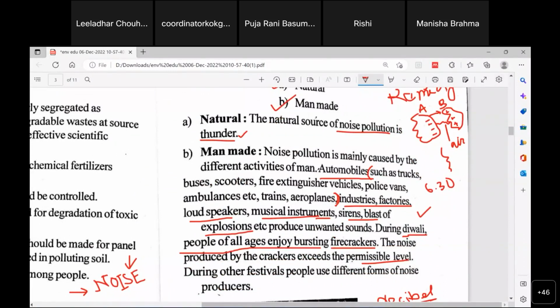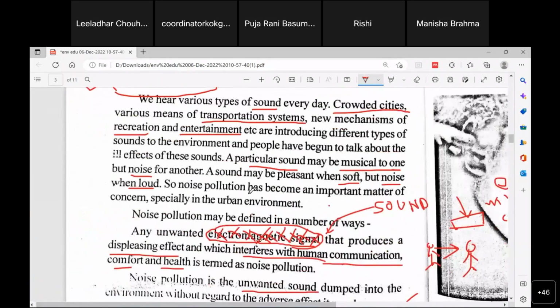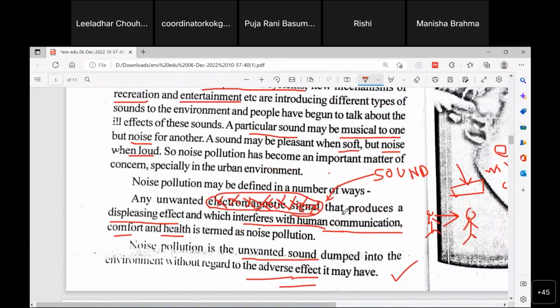So what is noise pollution? You can see the definition which I have put. Any unwanted sound that produces a displeasing effect which interferes with human communication, comfort and health is termed as noise pollution. Only the electromagnetic signal you will replace by sound.